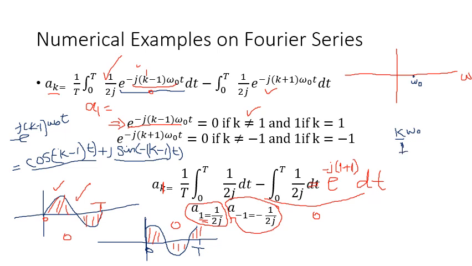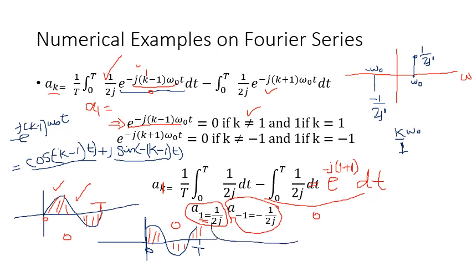So how much is this? This is 1 over 2j. And when k equals -1, that will be the point where we have minus omega naught. So at minus omega naught, we have minus 1 by 2j.